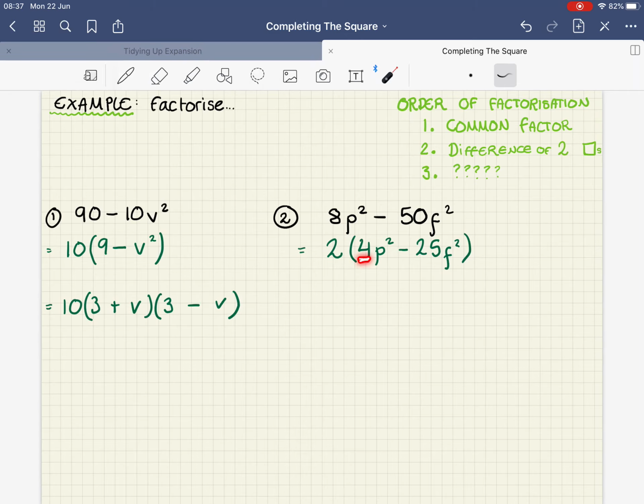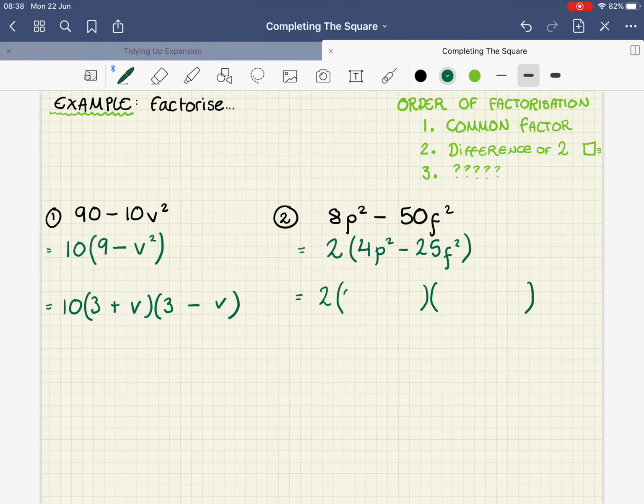So I can square root 4. I can square root p squared. I can square root 25. I can square root f squared. And there's that minus. So that means I've got my difference of two squares. And you see how easy it is just to look at each thing individually. I find it much better to look at the number, then the letter, rather than looking at it as one big thing, because it can get easy to lose something in the process.